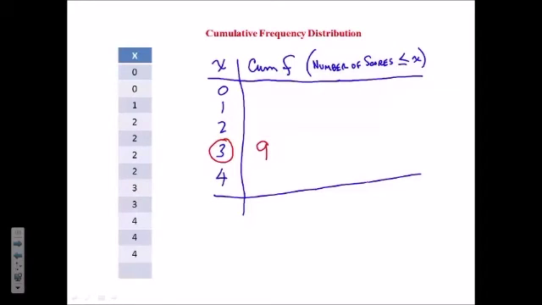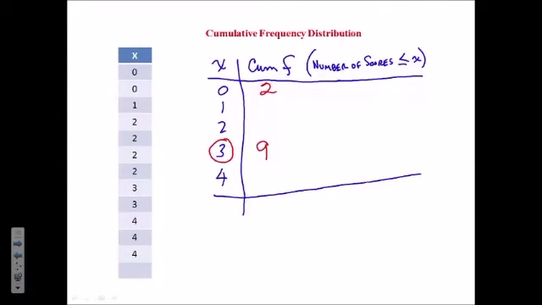Let me go back and start in the beginning. What is the cumulative frequency of 0? How many scores are less than or equal to 0? Well, there are no scores here less than 0. But how many scores are equal to 0? 2. So the cumulative frequency of 0 is 2.